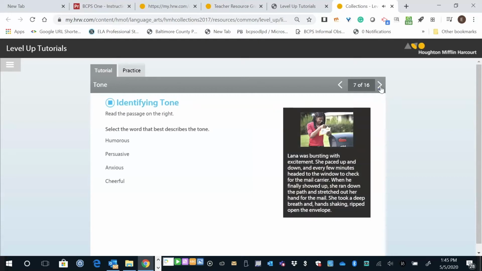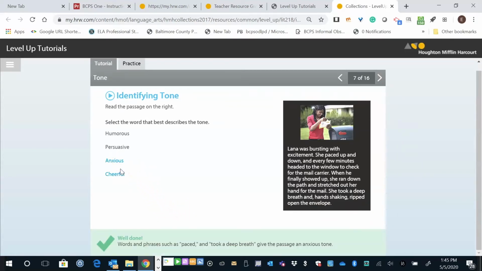Read the passage on the right. Click the word that best describes the tone. And the words here are humorous, persuasive, anxious, and cheerful. Well done if you selected anxious. Words and phrases such as paced and took a deep breath give the passage an anxious tone.